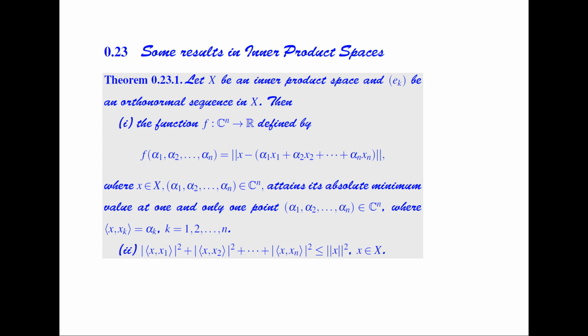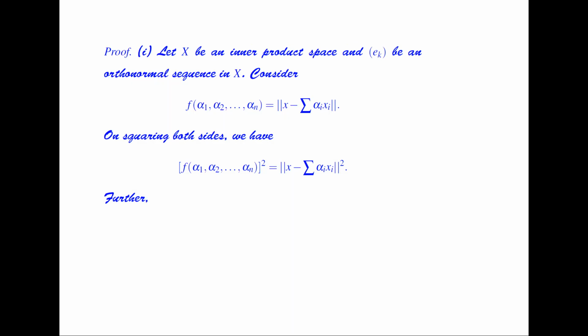The second part is: the modulus of the inner product of x comma x1 squared, plus the modulus of the inner product of x comma x2 squared, plus so on, plus the modulus of the inner product of x comma xn squared, is less than or equal to the norm of x squared for every x belonging to the set X. First of all, we will discuss the proof of part 1.